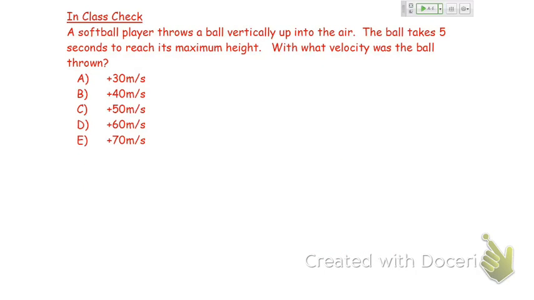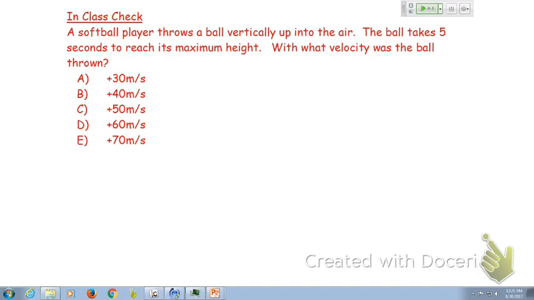Can you have a go at this one for me, please? A softball player throws a ball vertically up into the air. The ball takes 5 seconds to reach its maximum height. With what velocity was the ball thrown? So I'm going to put that there.